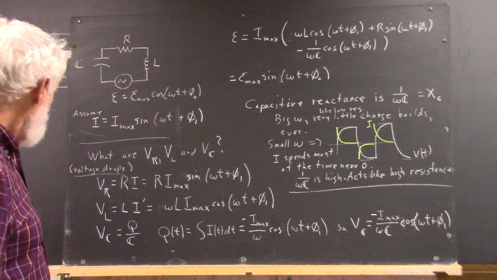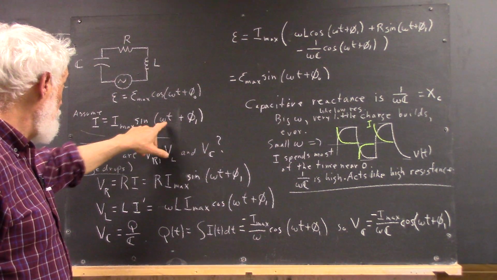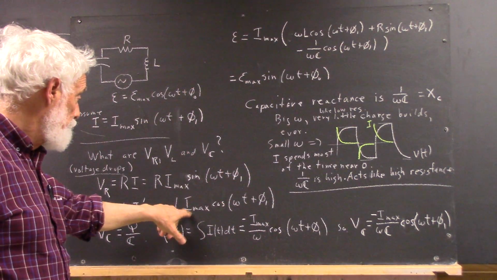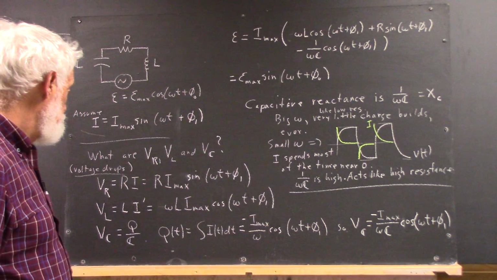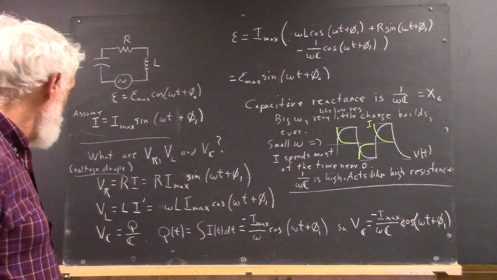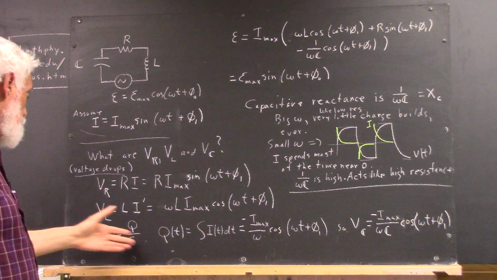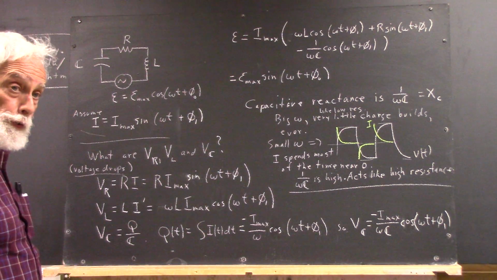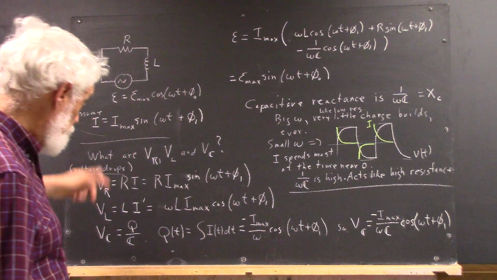And if we take the derivative of I, we're going to get an omega I max cosine of omega t plus phi 1. So we have this. And there's the omega, and there's the L. So that's very straightforward. Okay, now the capacitor is a little more subtle. What's the voltage across the capacitor? Well, it's Q over C.